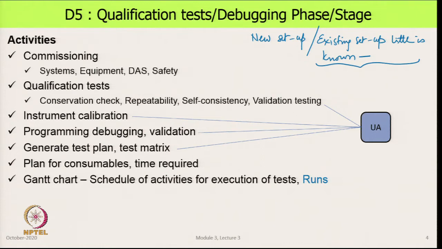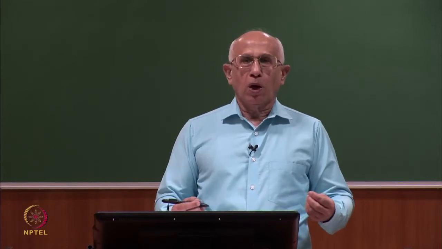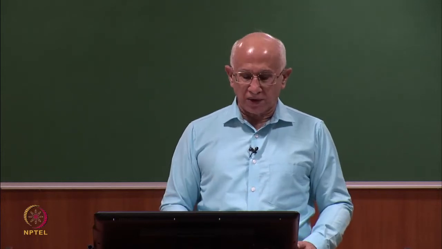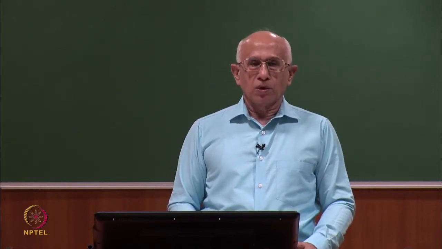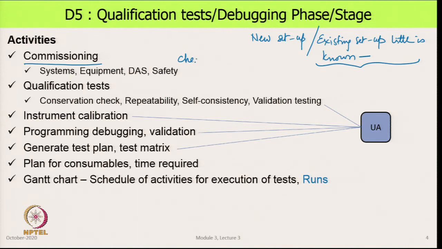So, what are the activities in the qualification test or debugging phase? First is commissioning. Commissioning means that you are starting something for the first time and you do not know what could happen. There could also have been small slip ups in the assembly process, and that could cause surprises when you start operating it. So, here we do step by step, one by one checks. If we have a check sheet, that would be very helpful. So, we know beforehand what all things we should go through and in what sequence.